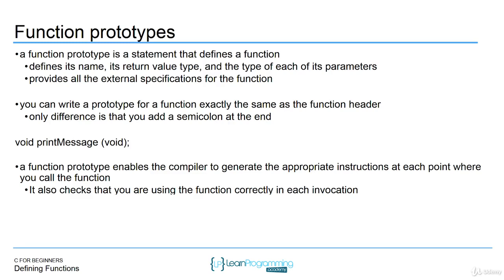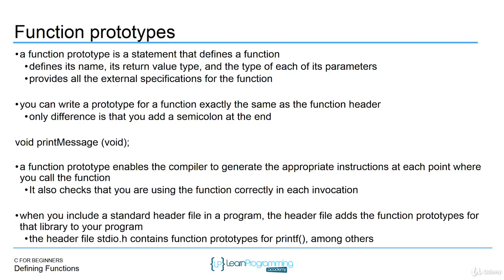The reason that you provide function headers is so that you can invoke the function without a warning or function declaration without it being implemented. So it's really just the order of your code, and I'll give you an example of this in a second. When you include a standard header file in a program, the header file adds the function prototype. Function prototypes usually go in header files if you want to reuse them in many different source files. If you're only using them in a single source file, you can just put them at the top in the source file.